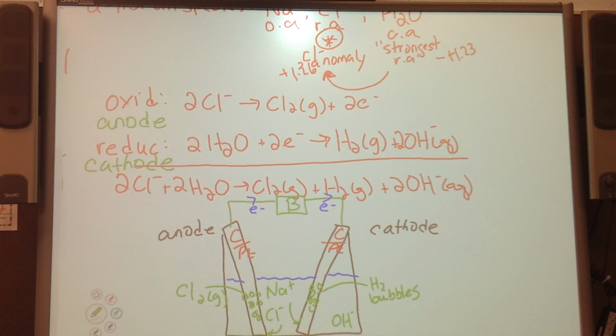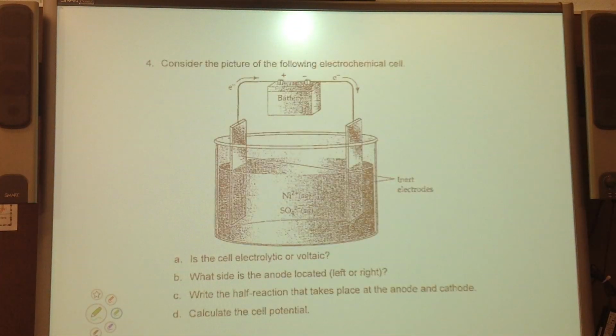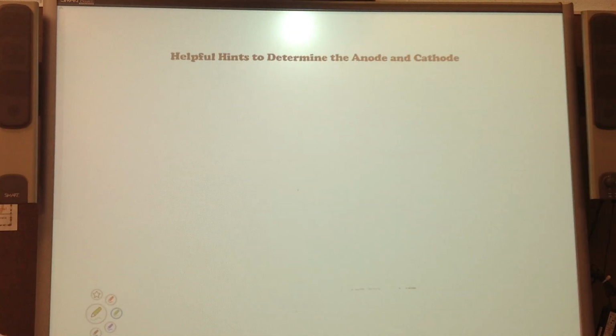Let's quickly go towards the helpful hints, which is after your practice problems. So helpful hints to determine anode and cathode. I don't know what study methods you have, but this is one of the things that you need to straighten out in your brain. So if you need to make cue cards or a poster chart or whatever you need to do, you need to sort out voltaic versus electrolytic.